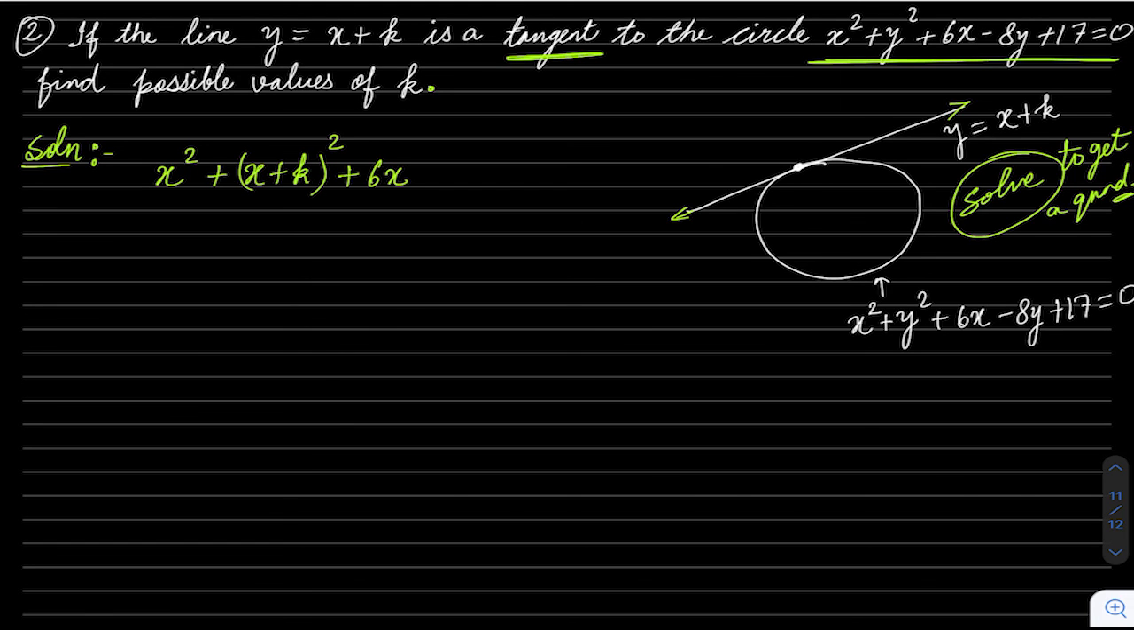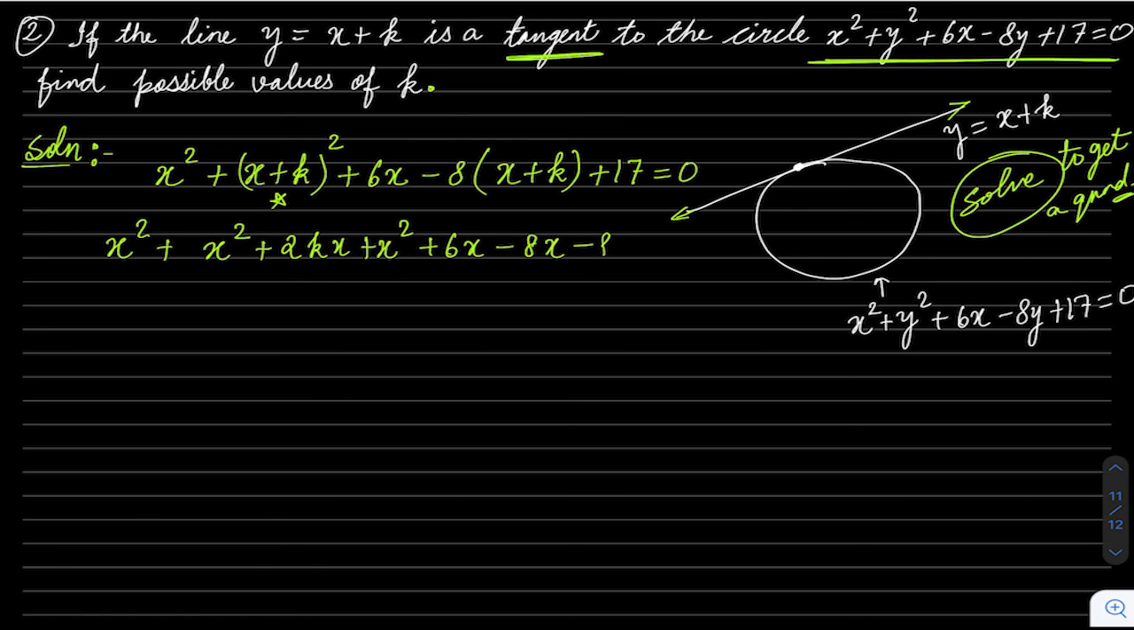So x plus k whole square plus 6x minus 8 times y. Y is nothing but x plus k, plus 17 equals 0. So let's simplify this. Let's open this using the FOIL method. You can open this square. So this will be x square plus 2kx plus k square plus 6x minus 8x minus 8k plus 17 equals 0.